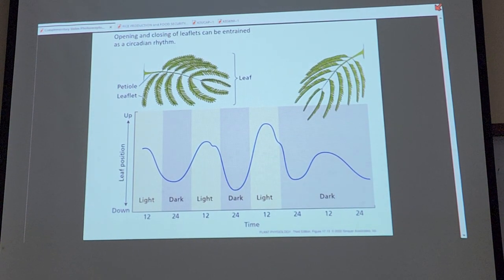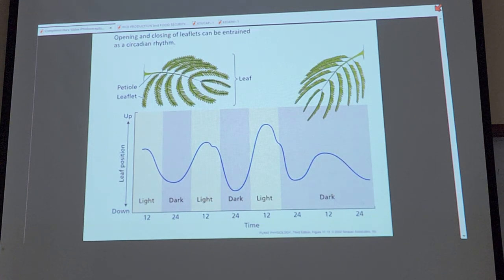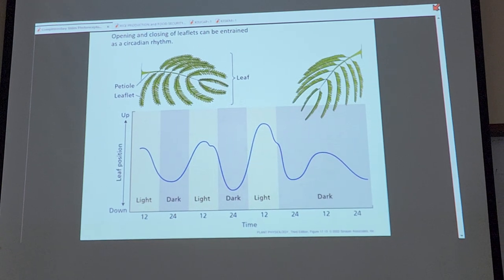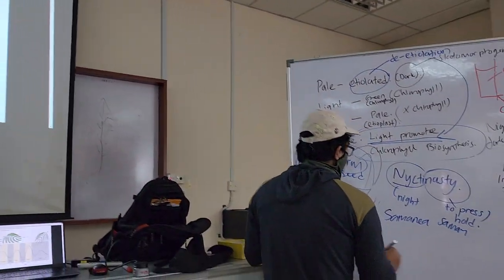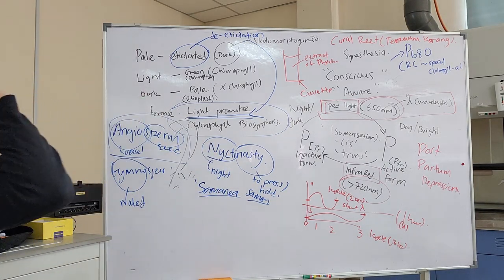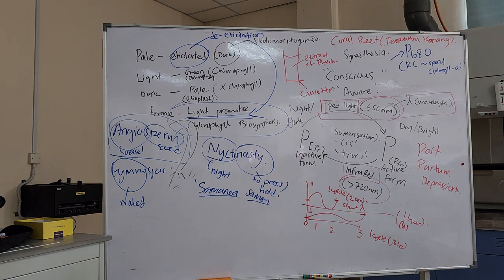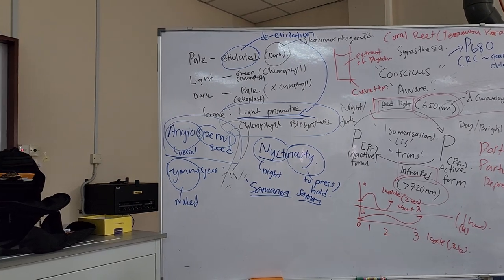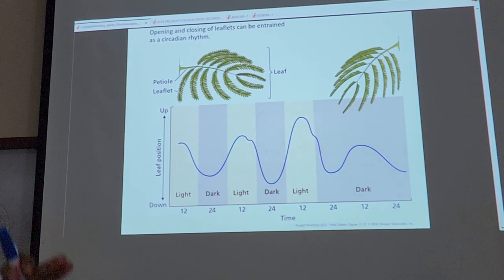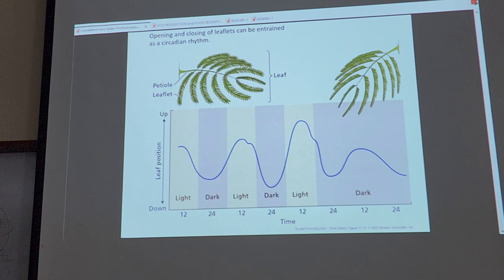Okay, but for the case of this, I forgot the name of this. Samania. Samania Saman. You know Samania Saman? We have this actually at UPM. If you enter UPM, you have this tall tree, left and right. This tree will close and open its leaf depending on the time of the day, because it actually reads the phytochrome activity, active or inactive. That's why if you go at night, you see that many leaves close. Why do they close?